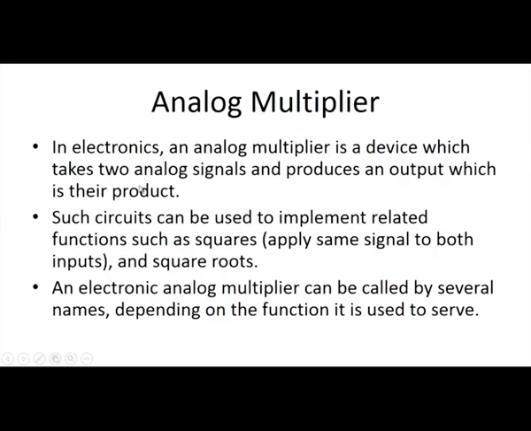An analog multiplier is a device which takes two analog signals and produces an output which is their product. Such circuits can be used to implement related functions such as squares, square roots, division and frequency doubling, and so on. An electronic analog multiplier can be called by several names depending on the function it is used to serve.